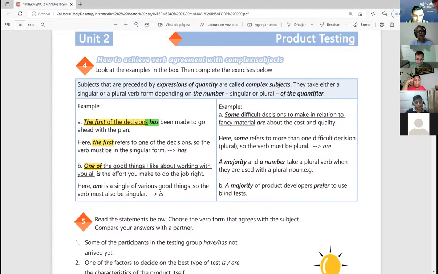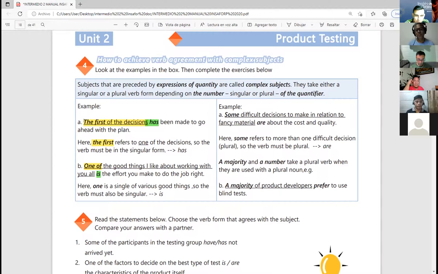Also, we have another expression: one of the good things I like about working with you all is. The same, it is singular. A pesar que la expresión introductoria puede estar en plural, el verbo siempre lo vamos a utilizar en singular. Pero únicamente con esas expresiones, como the first of, one of. Is it clear this part? Yes. Okay.